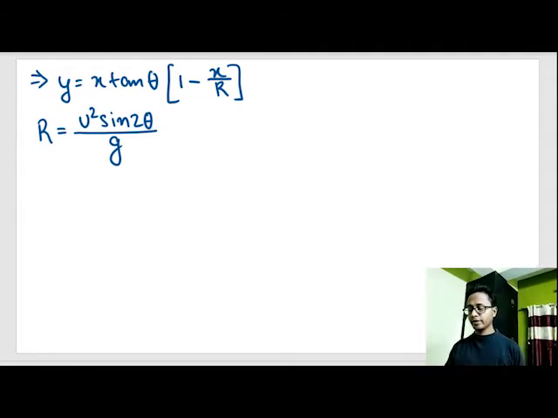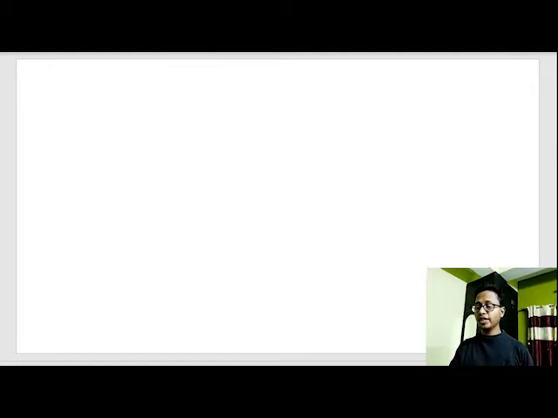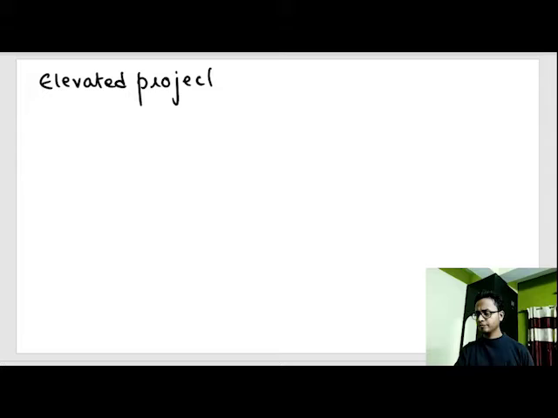Now let's hear another story of elevated projectiles. Elevated projectile also didn't come much, but just see it. There is one question, I think, that came in elevated projectile. Till now I was doing ground to ground projectile.